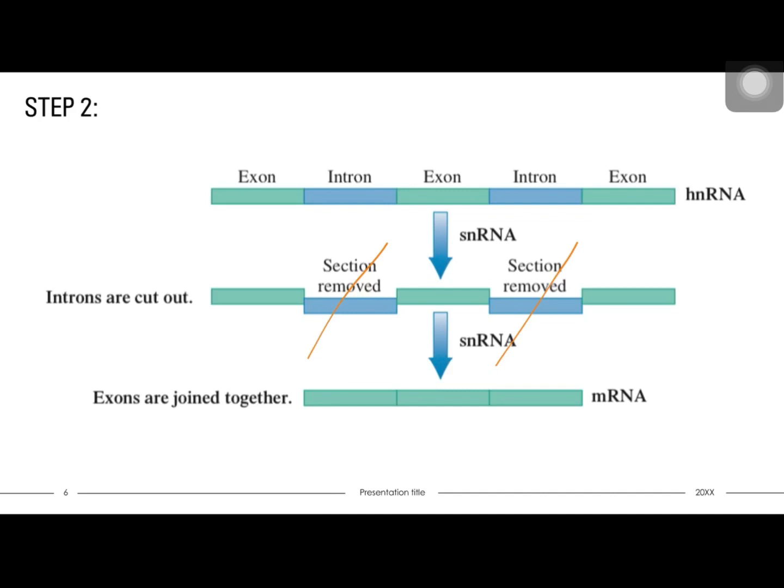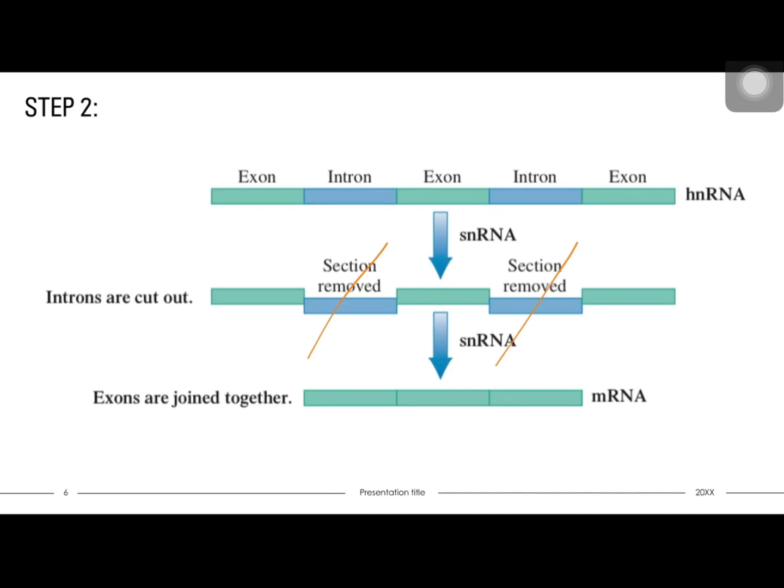Splicing is the process of removing introns from an hnRNA molecule and joining the remaining exons to form an mRNA. This is facilitated by the snRNA, which is our small nuclear RNA.